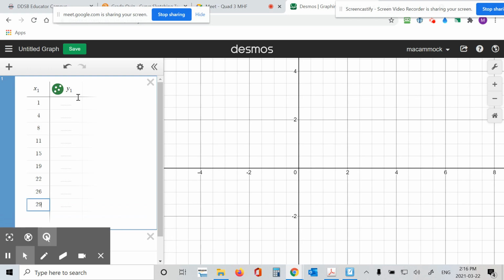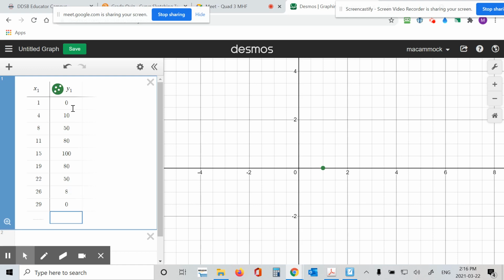So here come my Y values, which would be 0, 10, 50. You should be doing the same thing at the same time. 80, 100, 80, 50, 8, and 0.